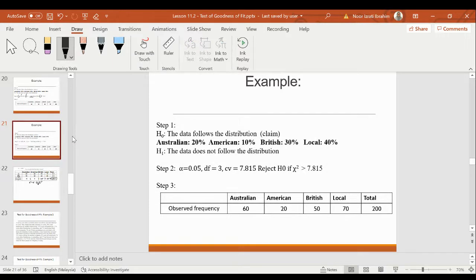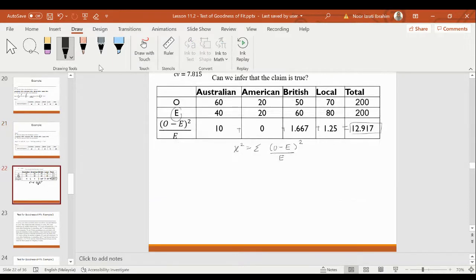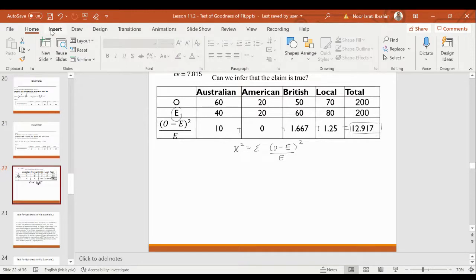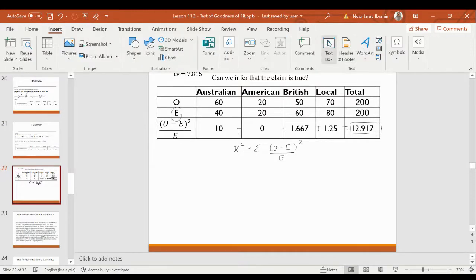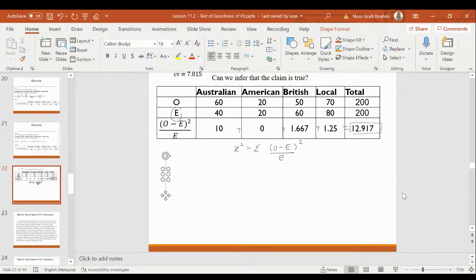If you compare this with the rejection region, it is within the rejection region. So step 4 we can write as: H0 is rejected since the test statistic value, or chi-square, lies within the rejection region.